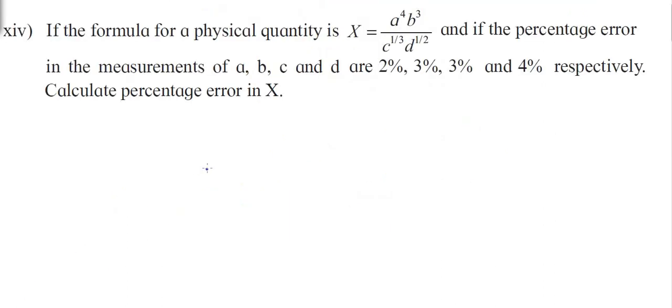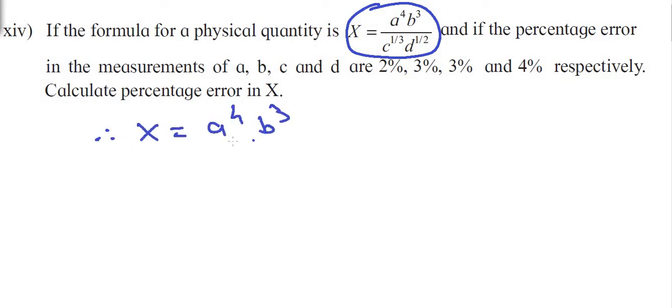If the formula for a physical quantity is x equal to a raised to 4 into b raised to 3 divided by c raised to 1 upon 3 into d raised to half, and if the percentage error in the measurement of a, b, c and d are 2%, 3%, 3% and 4% respectively, calculate the percentage error in the measurement of x. Now it is given that x is equal to a raised to 4, b raised to 3 divided by c raised to 1 upon 3 and d raised to half.